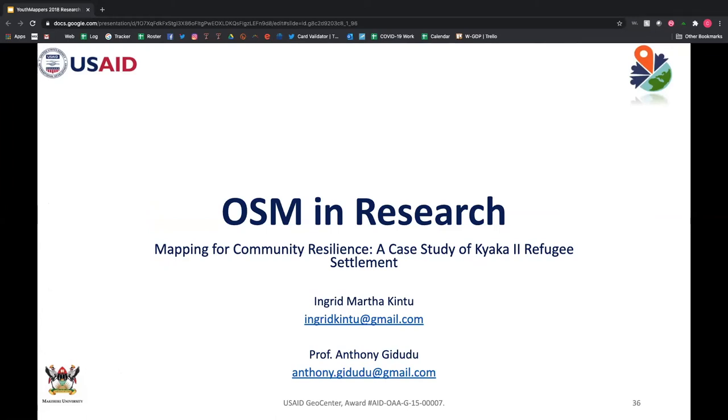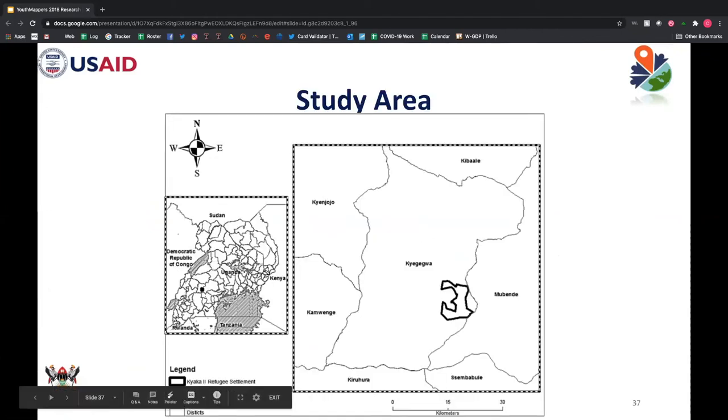All right. So I'm going to talk about the study which was carried out in one of the refugee settlements here in Uganda. Next slide. Kyaka refugee settlement was the study area, and it's found in western Uganda in Kyegegwa district. It has refugees from Burundi, the Democratic Republic of Congo, and Rwanda, and it consists of 9 zones. At the height of the refugee crisis between 2016 and 2018 in Uganda, Kyaka refugee settlement received very many refugees and asylum seekers. Next slide, Dara.